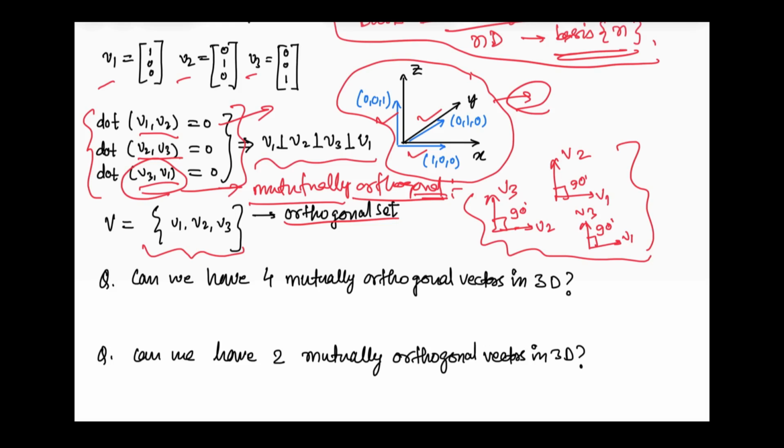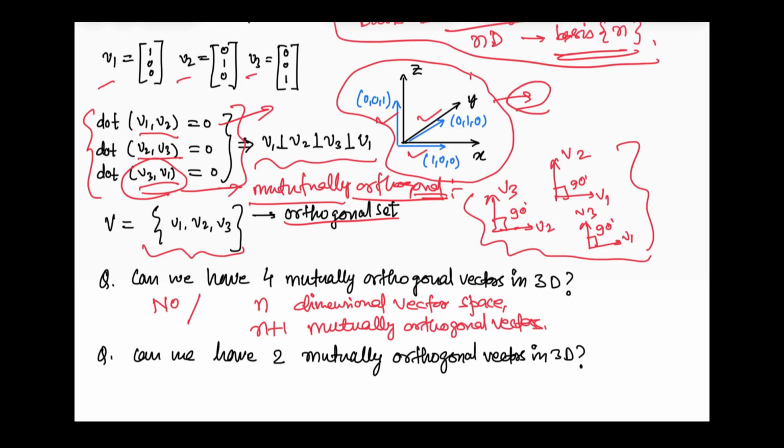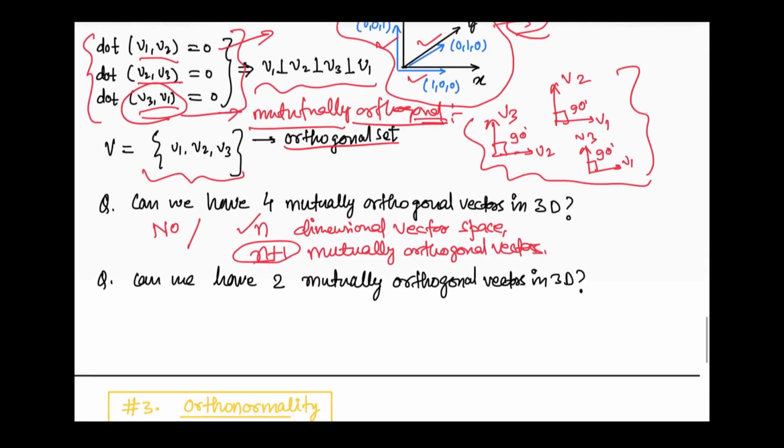So this is what we say: all the vectors are orthogonal to each other. Now the question: can we have four mutually orthogonal vectors in 3D? The answer is no. The concept is the same: in an n-dimensional vector space, we cannot have n plus 1 mutually orthogonal vectors. Why? Because mutually orthogonal vectors are linearly independent of each other, hence they form a basis for the n-dimensional space, and an n-dimensional space can have at most n elements in its basis, not n plus 1 vectors.